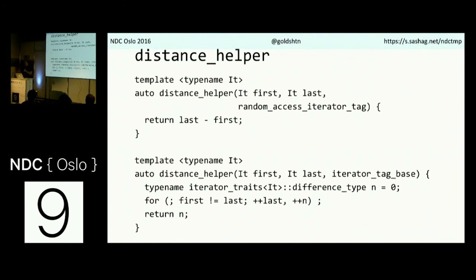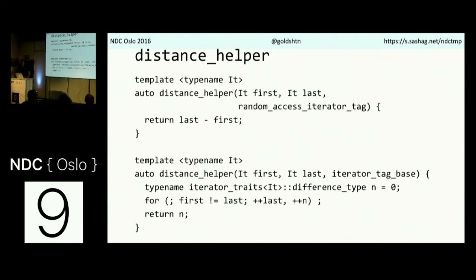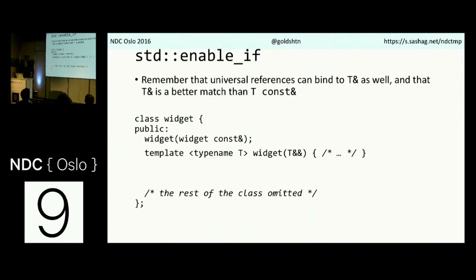And we just used a type property returned by iterator category to choose one of the two. So that's a pretty common technique as well. And a third example I want to show you is enable.